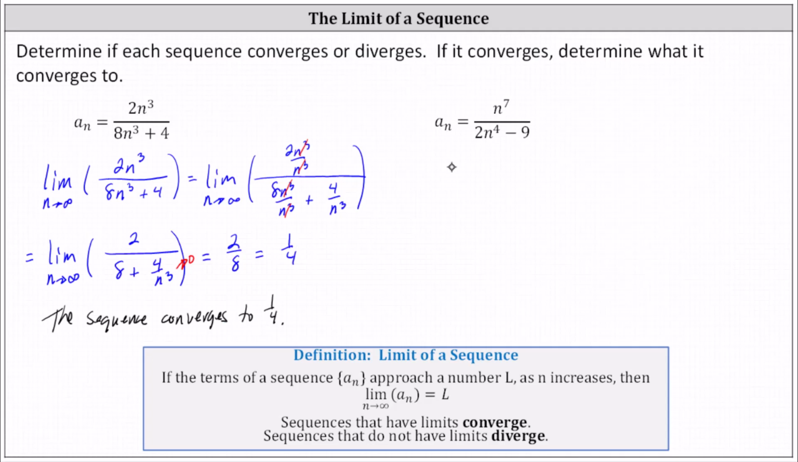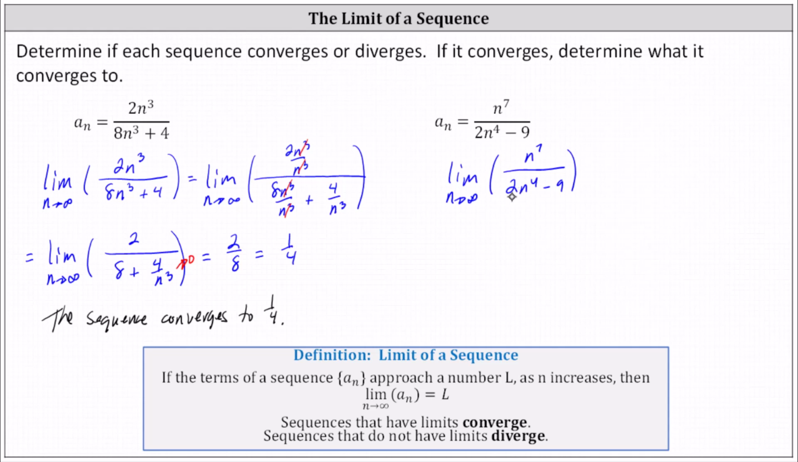We begin by considering the limit as n approaches infinity of a sub n, which is now n to the 7th power, divided by the difference of 2n to the 4th and 9. Comparing the degrees, notice the degree of the numerator is greater than the degree of the denominator. The degree of the numerator is 7. The degree of the denominator is 4. This indicates the numerator is growing faster than the denominator, and therefore the limit will approach infinity.